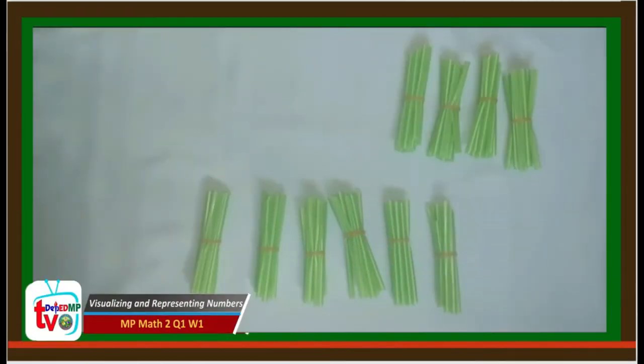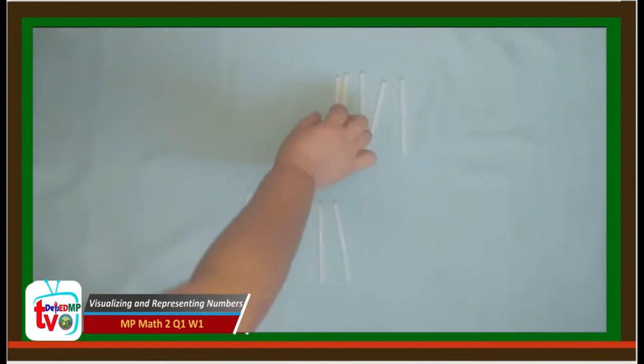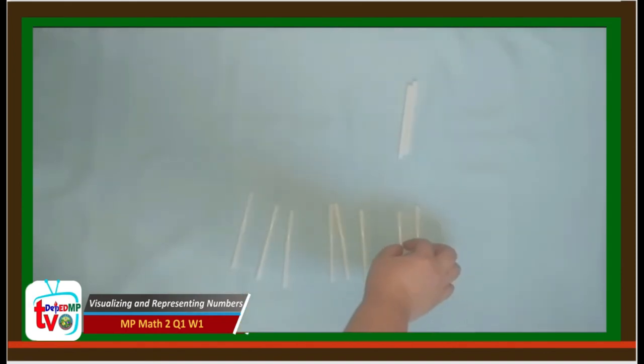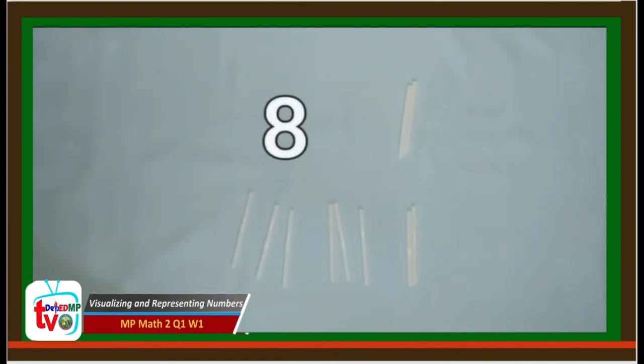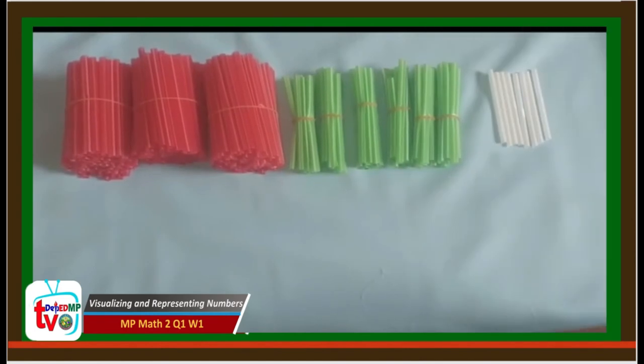Very good. What does the straw represent? Ones, ma'am. Very good, Mario. Now I will separate straws and afterwards you will say what number the straws represent. What number does the separated straw represent? Very good, Mario.